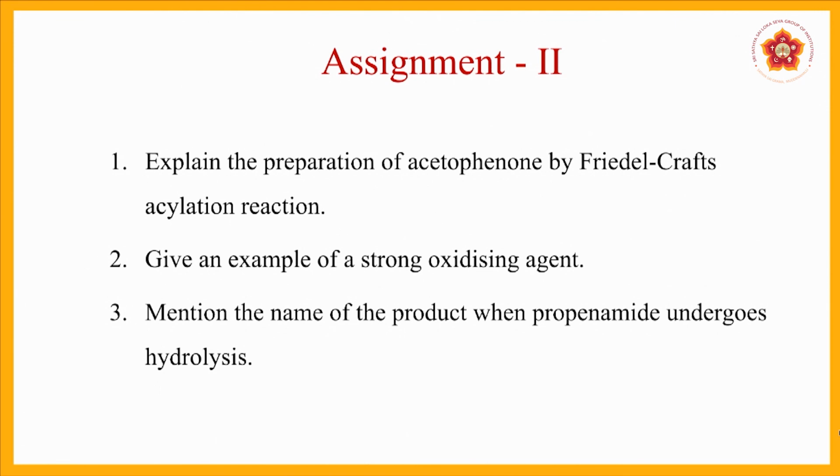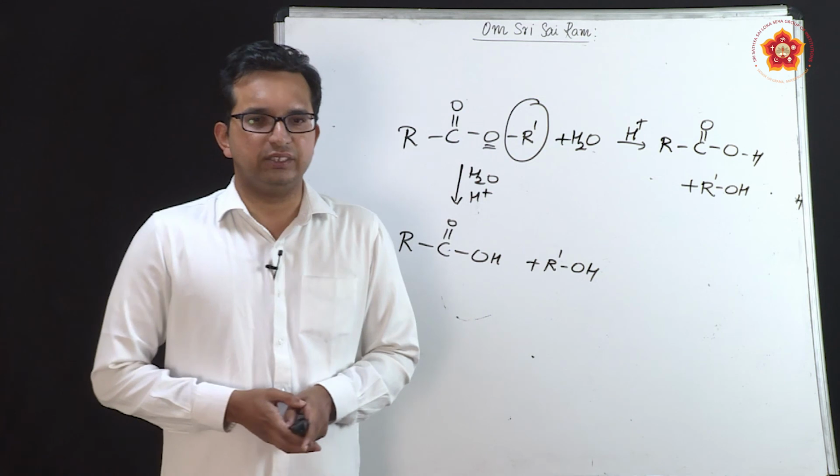Second one, give an example of a strong oxidizing agent. We have many oxidizing agents, but just think over a strong oxidizing agent. Third, mention the name of the product when propanamide undergoes hydrolysis. So take propanamide, undertake hydrolysis, and you see what type of acid comes in this case.